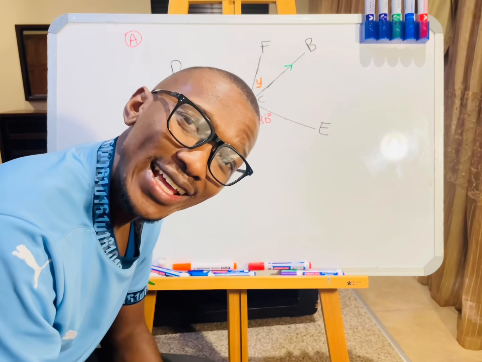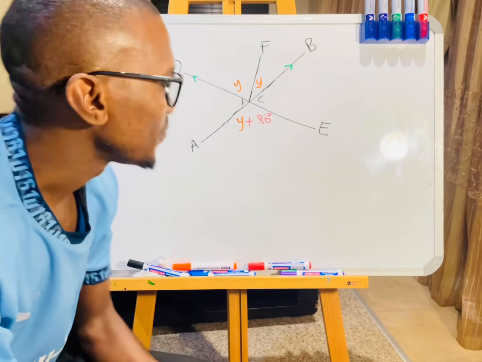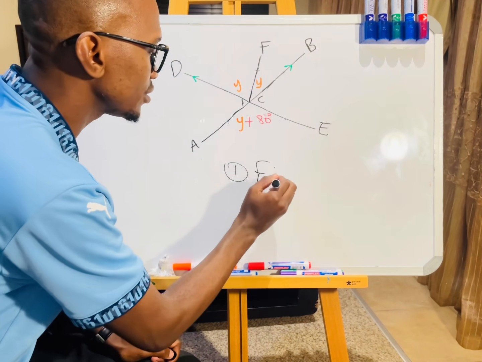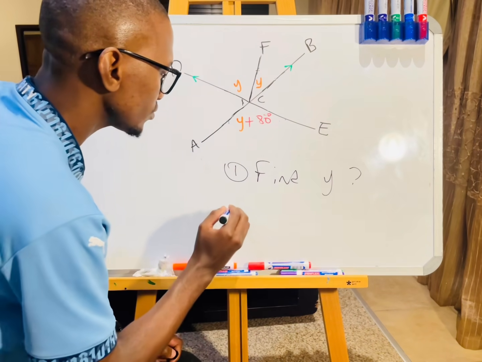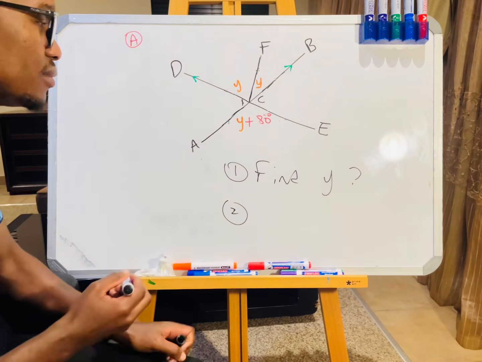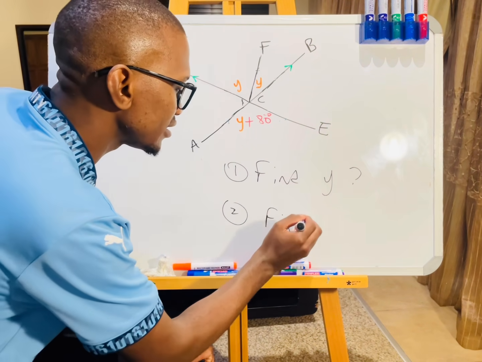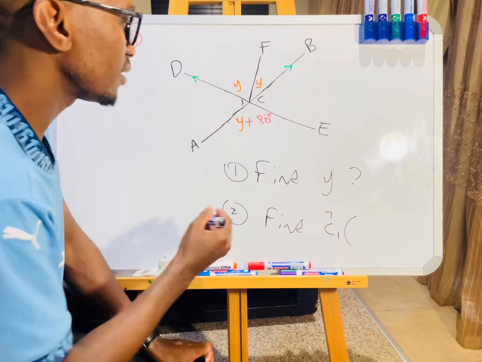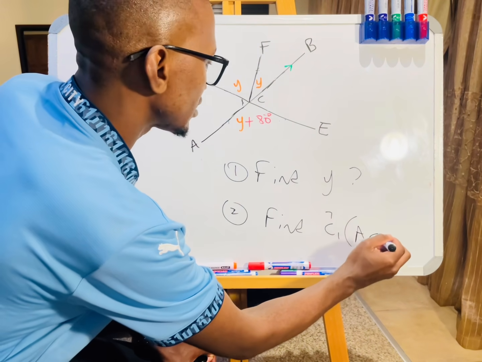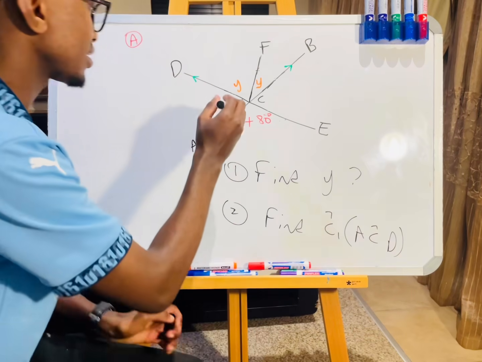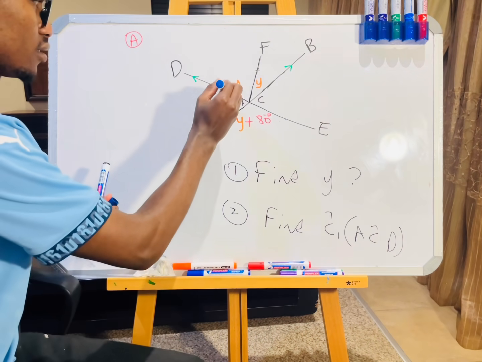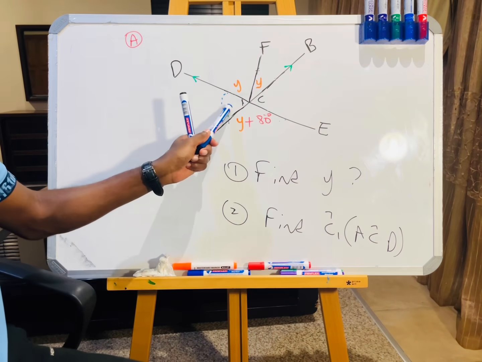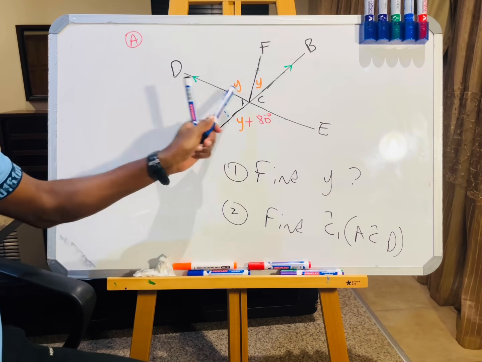Okay, guys, let's continue. The first question we have is that you need to find y. The second question on this problem is that you need to find angle C1. Some people might not say angle C1, but they might say angle ACD, which is this guy here.